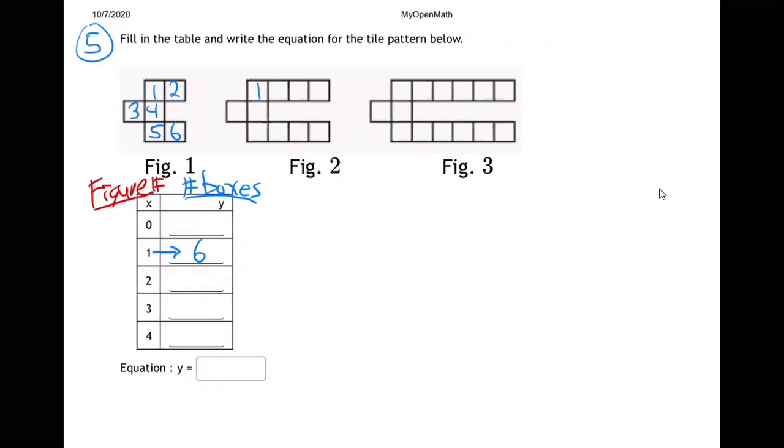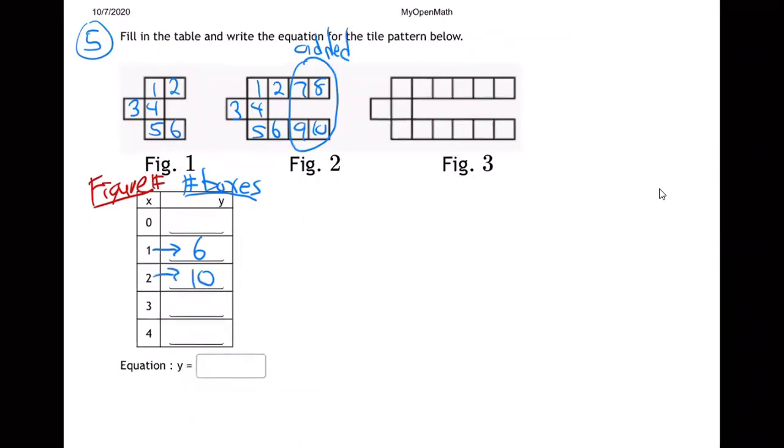How about figure 2? 1, 2, 3, 4, 5, 6. And then how many does it add? Four more, right? 7, 8, 9, 10. These 4 are added. So it's 10. Figure number 2 has 10 boxes. It's going up by 4.